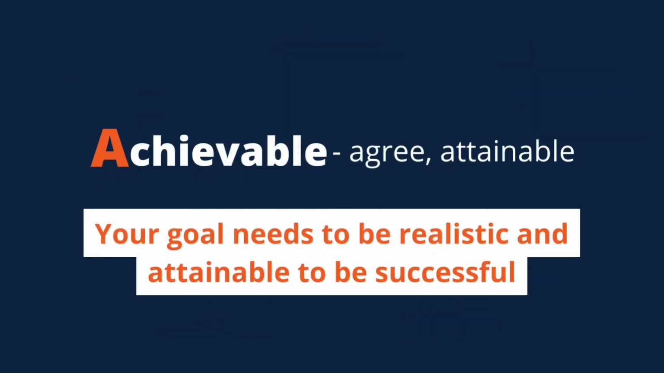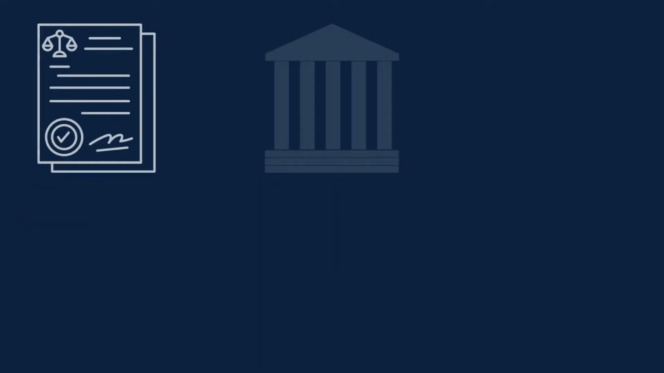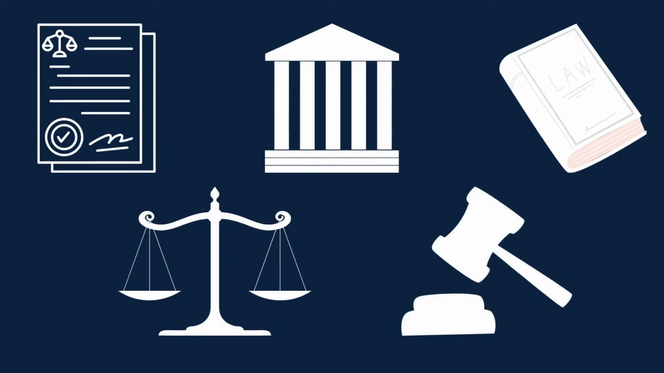A stands for achievable, referring to agreed and attainable. Your goal needs to be realistic and attainable to be successful. Ask yourself, how can I accomplish this goal? How realistic is this goal based on other constraints such as financial factors? For example, this goal is realistic because it is obtainable at my current position. The necessary resources are available to me and the goal flows directly with my job description listed in the internship.